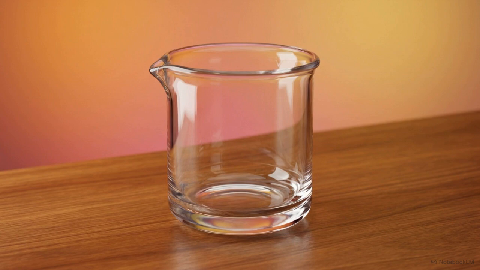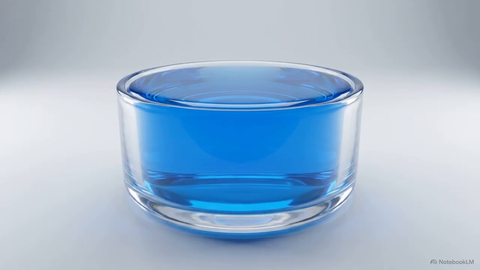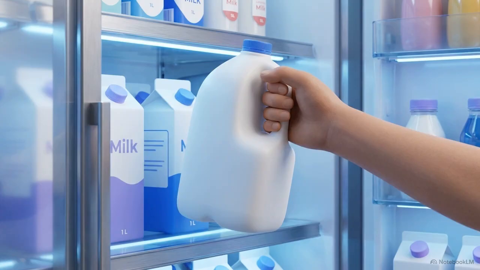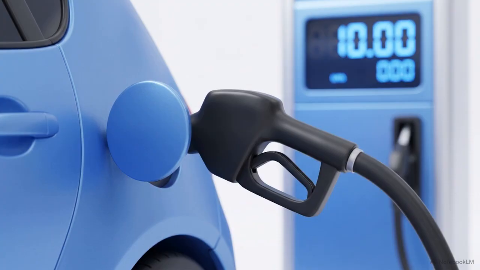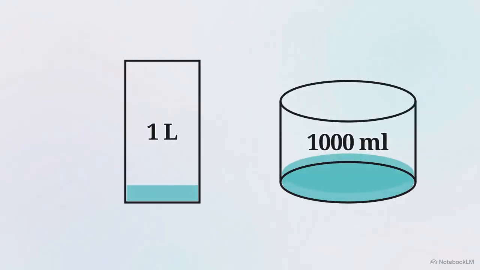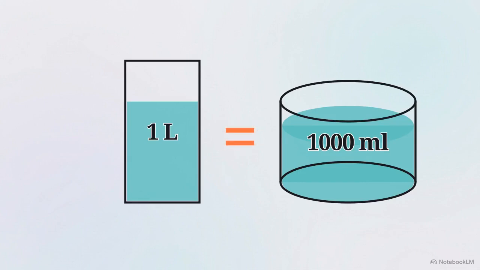Once you calculate a 3D space, you often need to fill it. That's the final step in our progression, Unit 20, liquid measurement. You use this when measuring a 1-liter bottle of milk at the store, checking a 5-milliliter dose of liquid medicine, or pumping 10 liters of fuel into a vehicle. And the single most critical rule for this unit is straightforward. 1 liter equals exactly 1,000 milliliters.